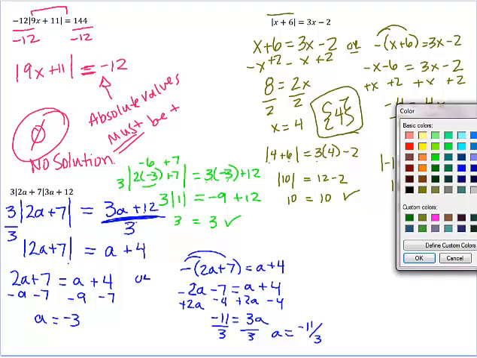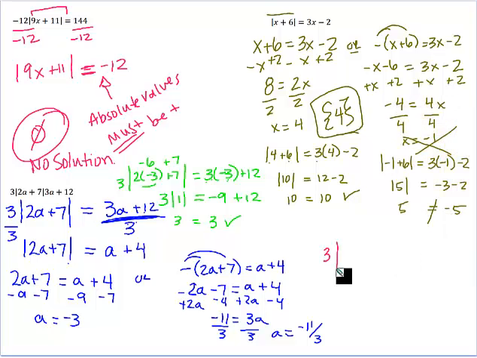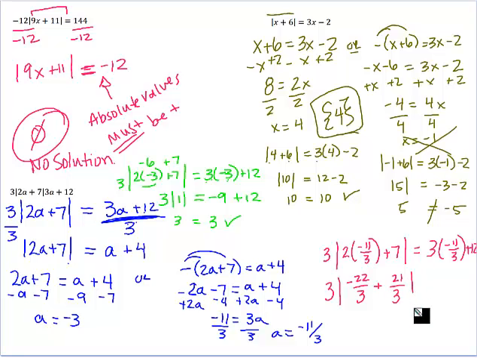Okay, checking the other one. 3 times the absolute value of 2 times negative 11 thirds plus 7. Does that equal 3 times negative 11 thirds plus 12? Well, 2 times negative 11 thirds would be negative 22 thirds plus, we're going to write 7 in terms of thirds, so that would be 21 thirds. So now we got negative 22 thirds plus 21 thirds would be negative 1 third. Absolute value of negative 1/3 is positive 1/3. 3 times 1/3 is 1. Okay, 3 times negative 11/3, the 3's cancel, so you get negative 11 plus 12 is 1. 1 equals 1, so it does work.